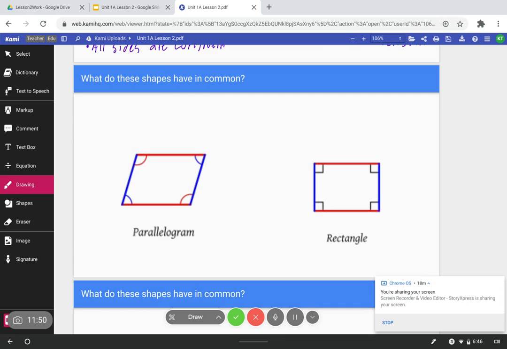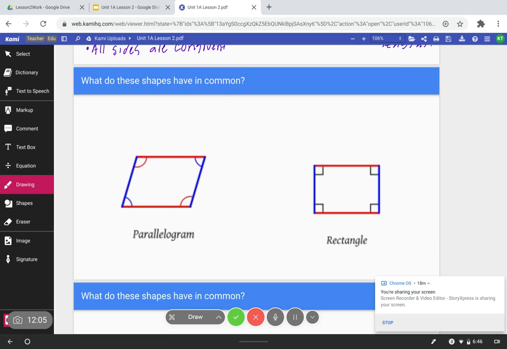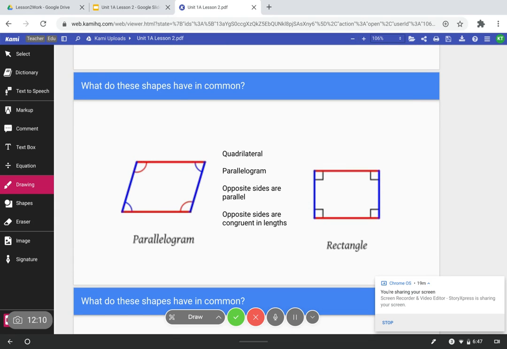All right, y'all know the drill. Pause the video and write down what these shapes have in common, and also write down what they do not have in common. Start the video when you have your answers. Here we go. What they have in common is that they both have four sides. They're also both parallelograms, with two pairs of parallel lines. Opposite sides are parallel, and opposite sides are congruent in length.